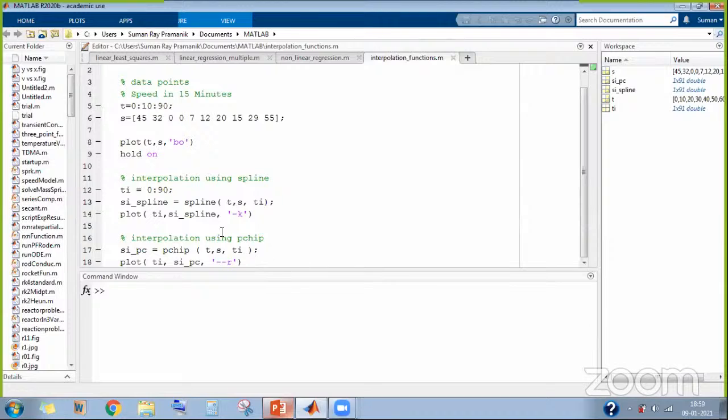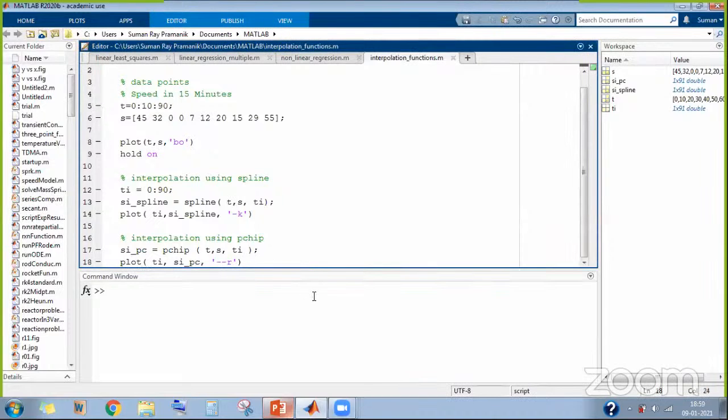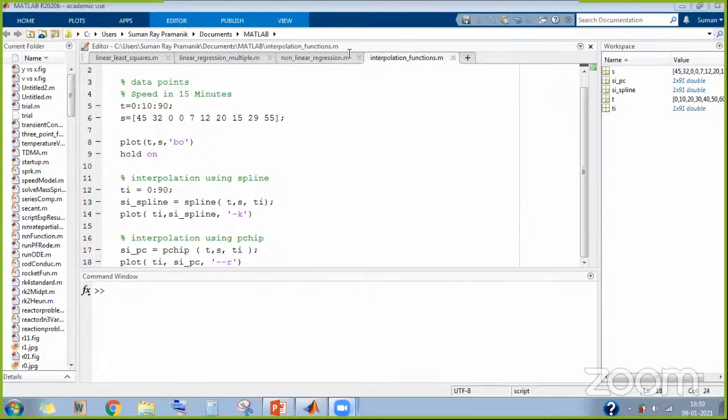Okay, so this was it for the regression and interpolation. Do you have any questions? Hello. Yeah, any questions?